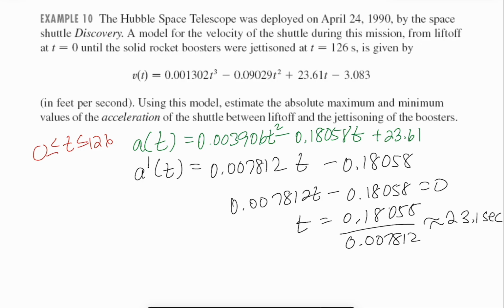Now, we had two other numbers we have to check, the endpoints, 0 and 126. So we're going to go back to our acceleration function. We're going to plug in 0, we're going to plug in 126, and we're going to plug in the 23.1. Okay.